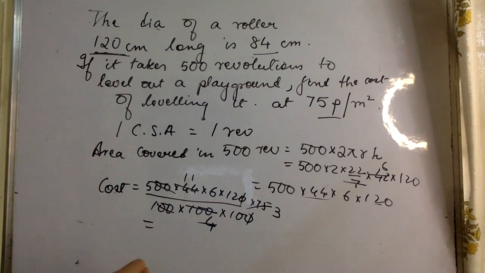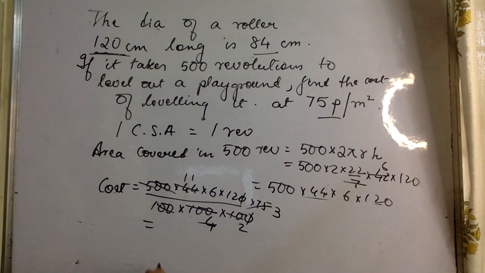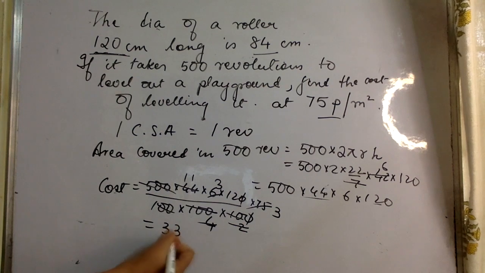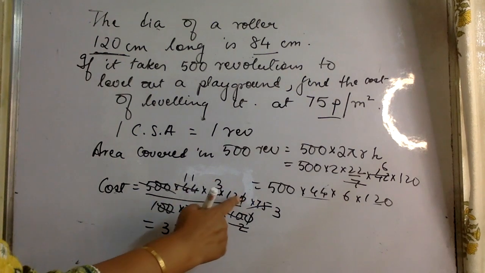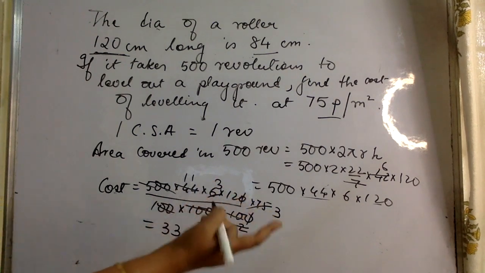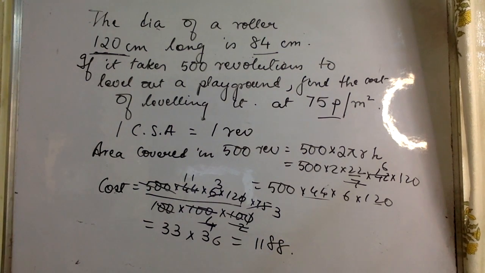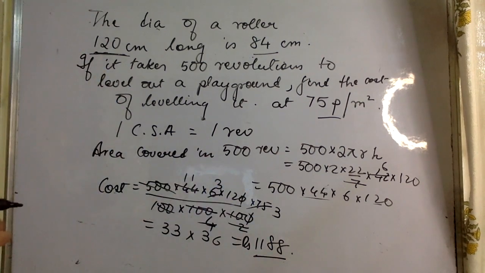So how much am I getting? I am getting this 1 5 is here, you can cancel it here, okay, and 3. So I get 33 into 36, 11 into 3, 33 into 36, okay. So if I multiply, I will get this many. So the cost is rupees 1188, the cost of leveling it.